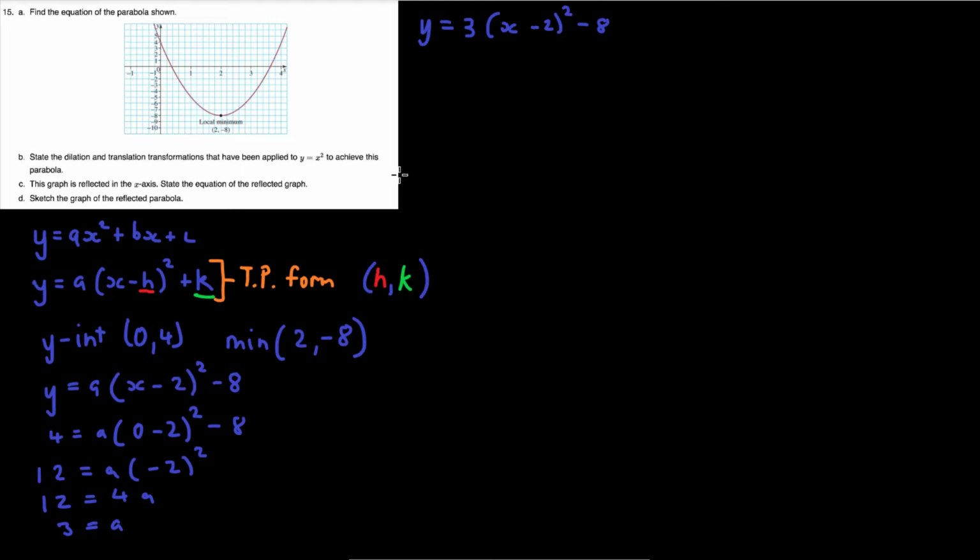Next up, B: state the dilation and translation transformations that have been applied to y equals x squared to achieve this parabola. So part B, we've got a dilation. Now the dilation is whether it gets narrower or wider. So it's become narrower.